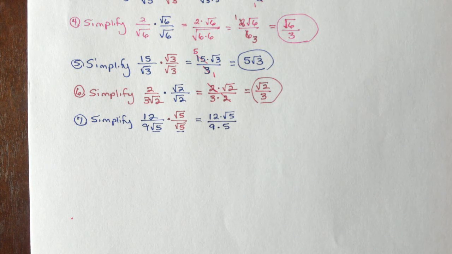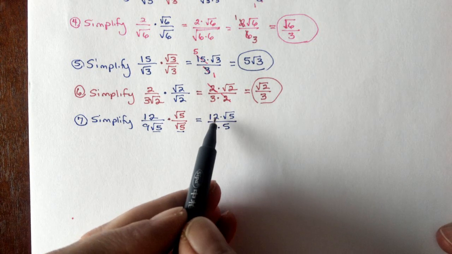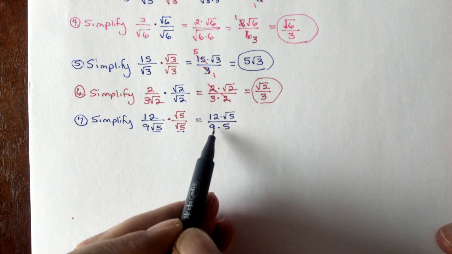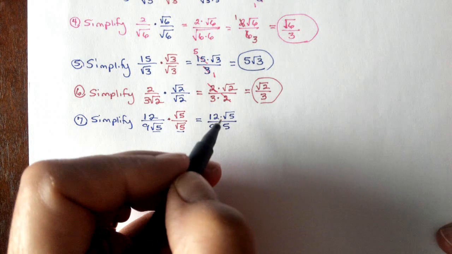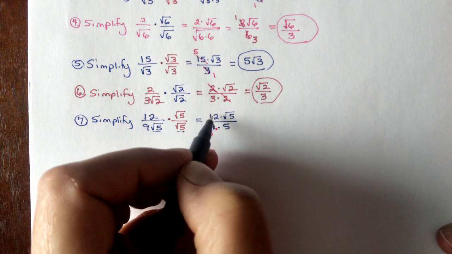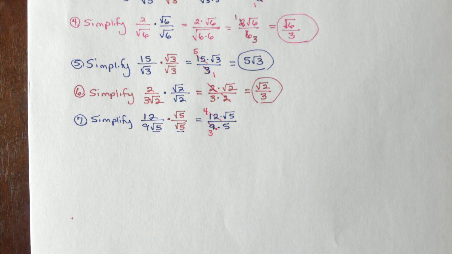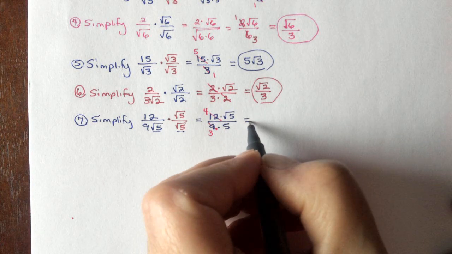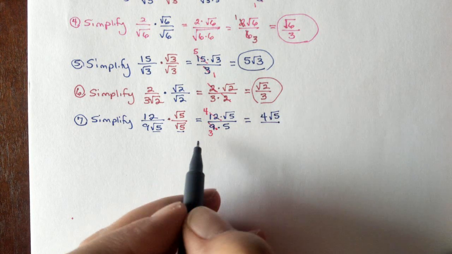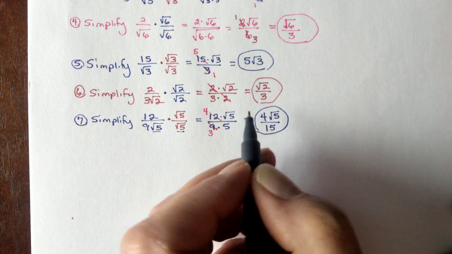What I can do in this last step is simplify down anything that has common factors. 12 and 5, they have no common factors other than 1. 1's not helpful. But 12 and 9 have a common factor of 3. So let's cancel out the 3. So 9 will divide by 3 3 times. 12 will divide by 3 4 times. So we can simplify that fraction and bring over what's left. So 4 times radical 5 in the numerator, and 3 times 5, which is 15, in the denominator.